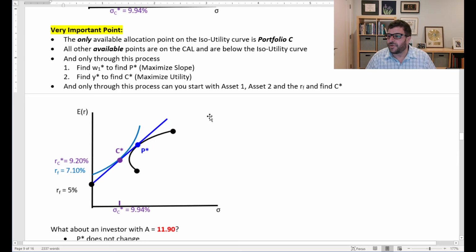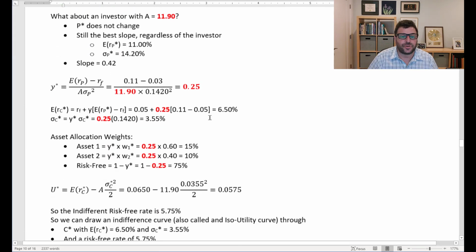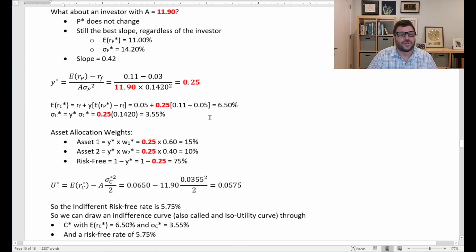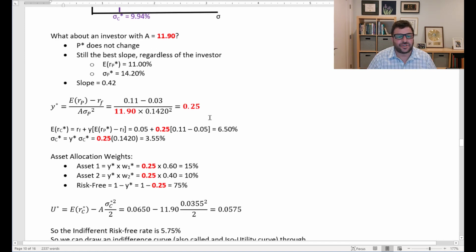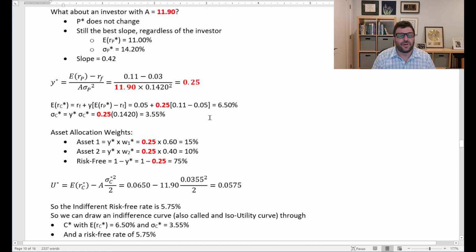Okay, what about an investor with A equal to 11.90? So now, instead of having an investor with A equal to 4.25, we now have an investor with a higher risk aversion level. Now, this is very important. P star does not change. It's still the best slope regardless of the investor. It still gives us this best risk-return trade-off. So P star doesn't change.